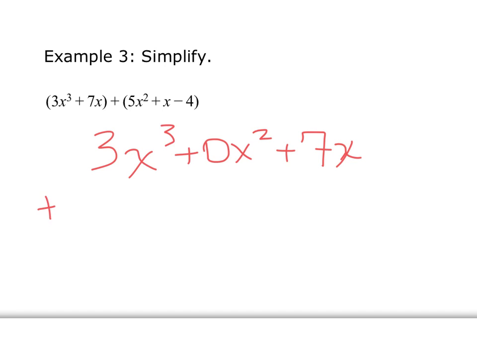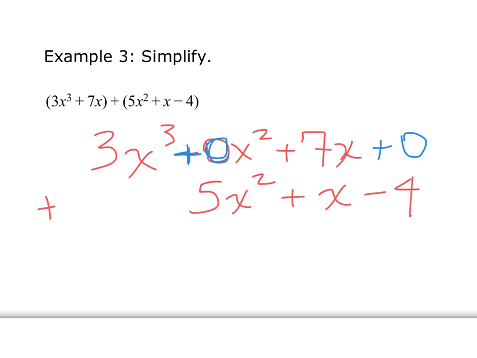plus 5x squared. I want to line up those like terms. Plus x minus 4. And I have plus 0. I'll color code here. So this one I'm adding. So now we can just add vertically, right? Why are you adding? Because that's the problem. The problem says to add.